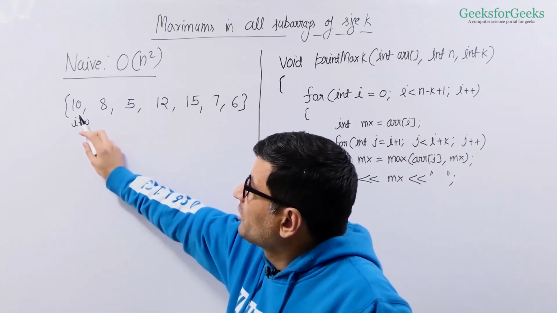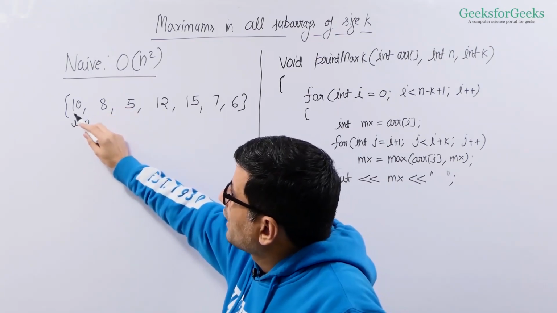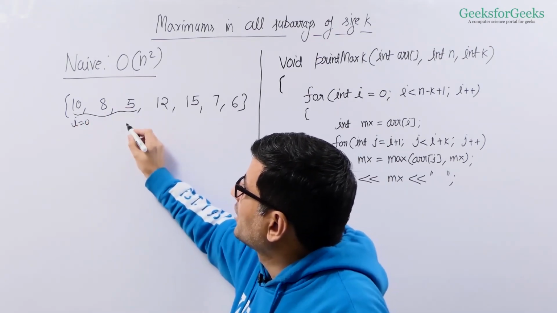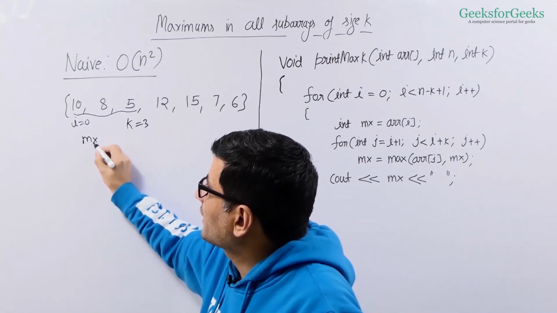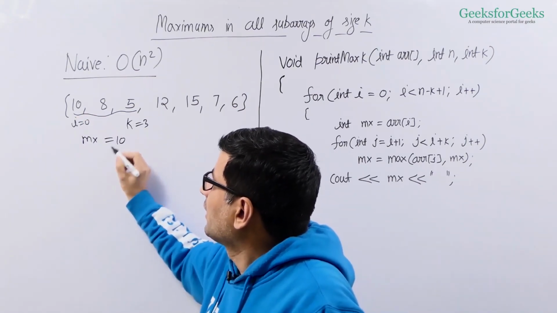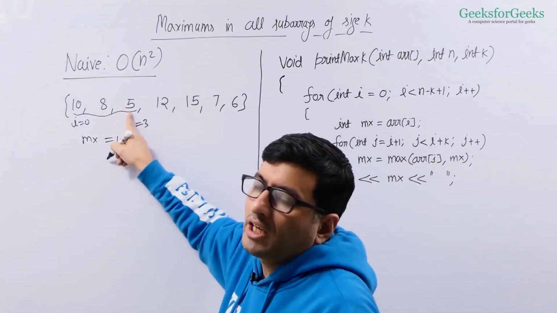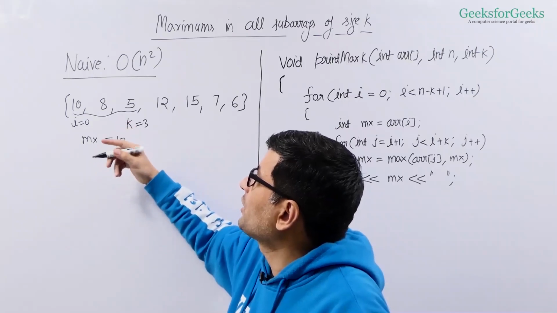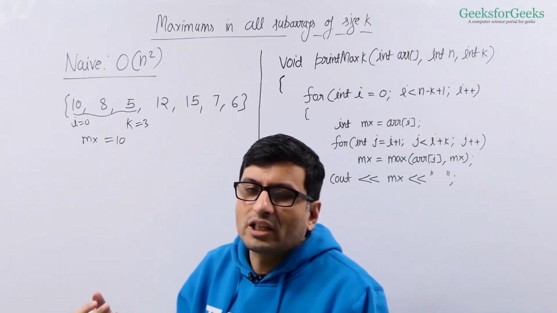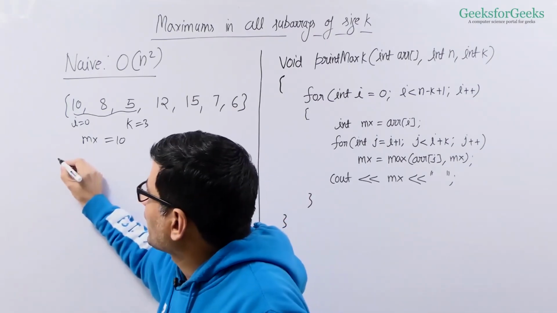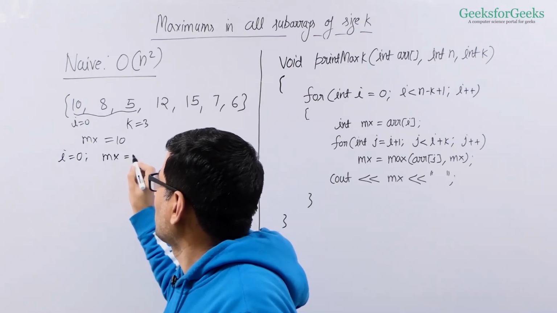So we begin with i equal to 0, right? And we run a loop that finds the maximum of these three elements if k is 3, right? So what we do, we initialize the max as 10 and then we run a loop for j equal to i plus 1 while j is smaller than i plus k, right? And inside this loop, we compare every element with the current max, and if the current element is greater, then we update the max, right? So for i equal to 0, we are going to have the max as 10 itself.